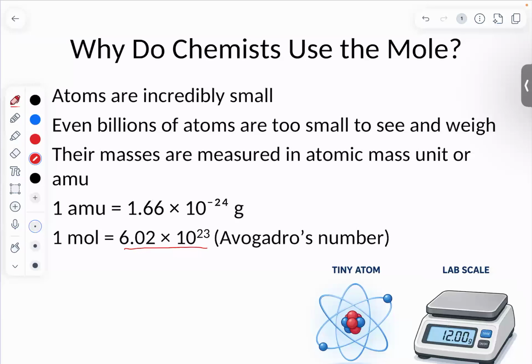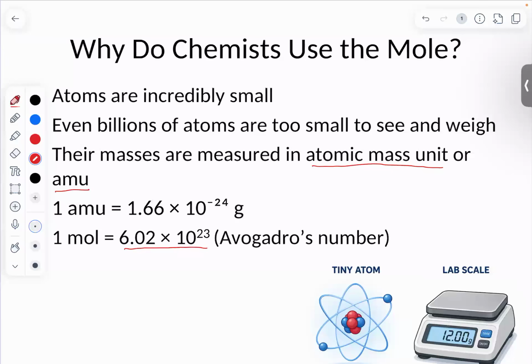The answer begins with atoms. As we know, atoms are incredibly small. In fact, even billions of atoms are too small to see and weigh on the laboratory balance. Because they are so tiny, their masses are not measured in grams. Instead, we use a much smaller unit called atomic mass unit, or AMU.